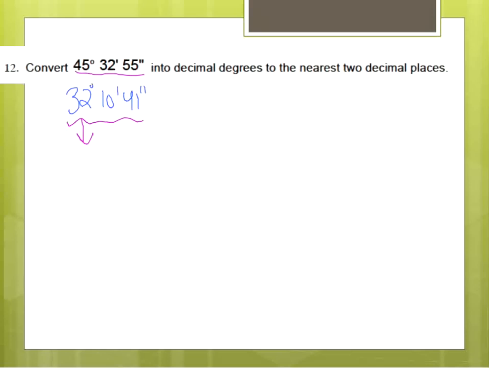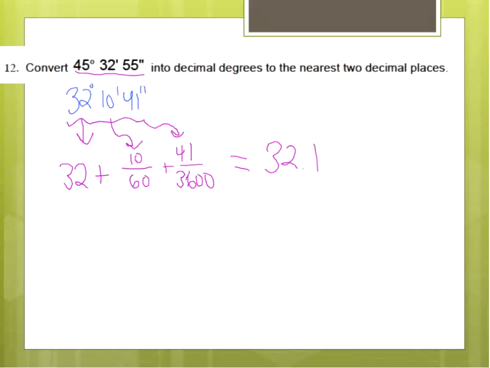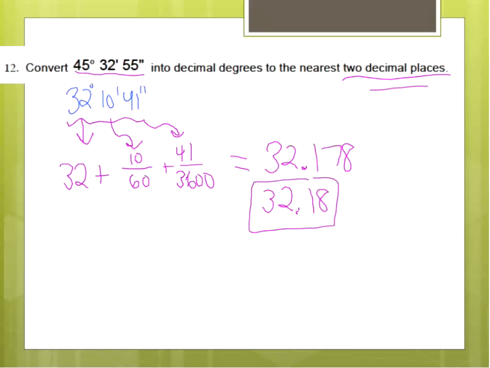So the way that we solve these problems is we're going to take our whole degrees and we add that to our minutes, and minutes go 10 over 60 because there's 60 minutes in an hour. And then seconds, I'm going to put my seconds over 3,600 because there's 3,600 seconds in an hour. So by the time I type all of that in to a calculator, I'm going to get 32.178. But since it says to 2 decimal places, that means I'm rounding to the 100th place. It would be 32.18 degrees. As we go along, if you have any questions, make sure you guys send me a K-mail.